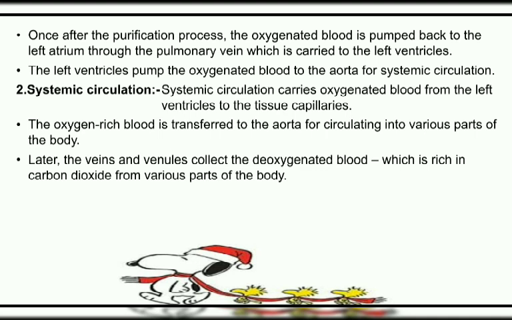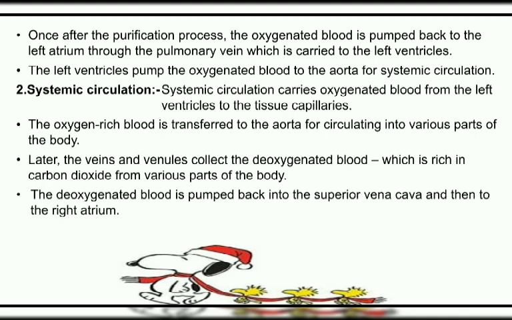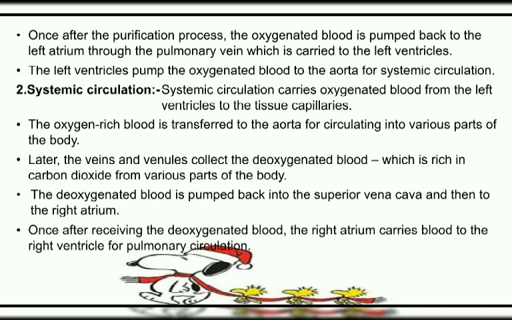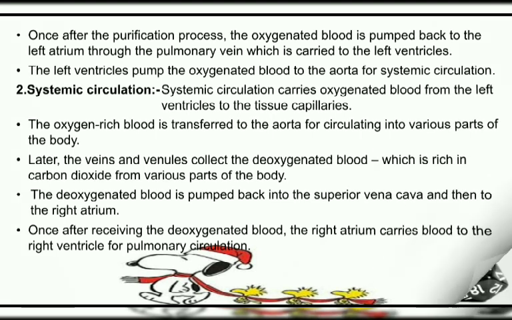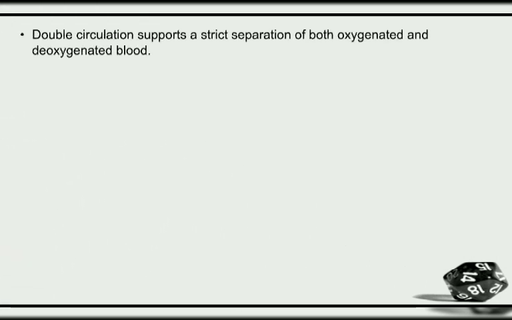Later, the veins and venules collect the deoxygenated blood, which is rich in carbon dioxide, from the various parts of the body. The deoxygenated blood is pumped back into the superior and inferior vena cava and then into the right atrium. Once after receiving the deoxygenated blood, the right atrium carries the blood to the right ventricle, into the pulmonary circulation.